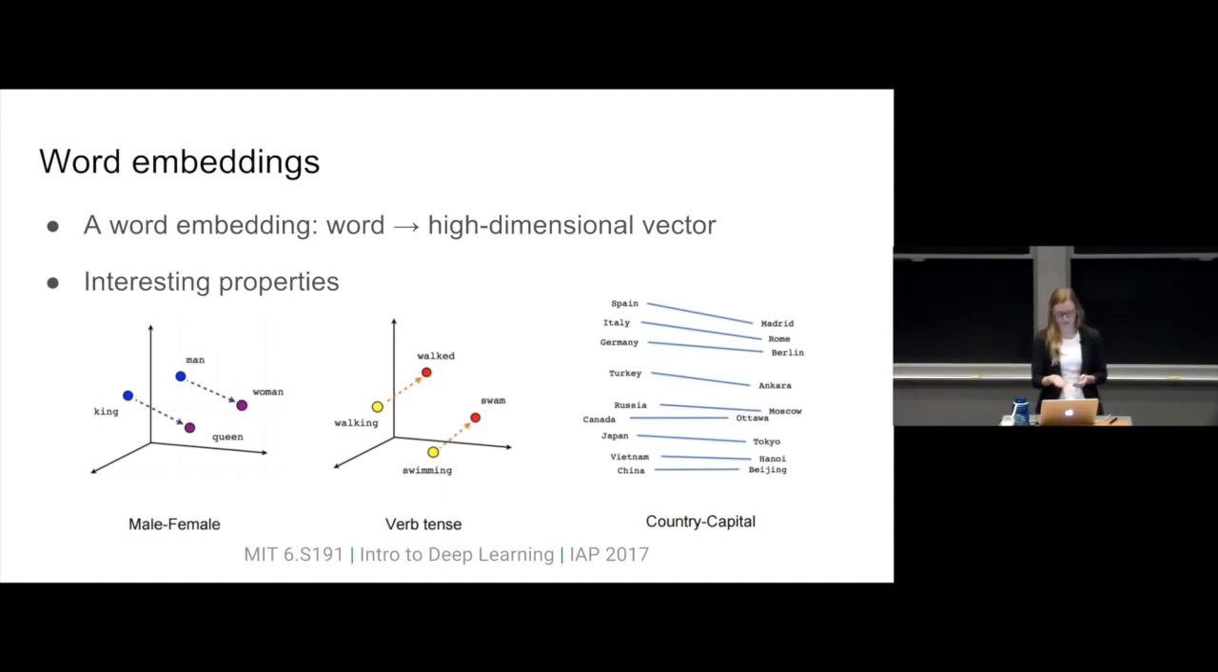You can also do this for verb tenses, such as walking goes to walked, swimming goes to swam, and you can even do geography in this space. And you can take countries and go to capitals, and I think sometimes you can even go like, find me something east of Germany, and it's all sort of preserved in this high-dimensional space.